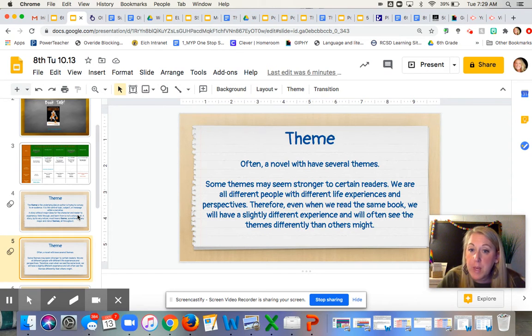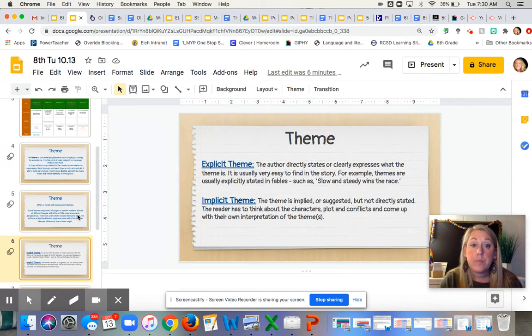Some themes may seem stronger to certain readers. We are all different people with different life experiences and perspectives. Therefore, even when we read the same book, we will have a slightly different experience and opinion, and we will often see the themes differently than other people might. Certain things will speak to us more depending on the kind of people we are.